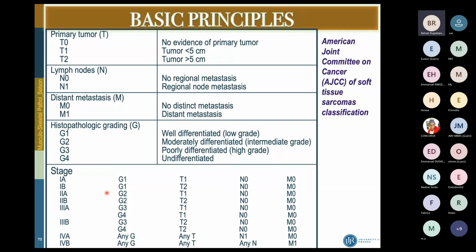So it will be stage 1A if it is grade 1, T1, no lymph node metastasis and no distant metastasis. It will be stage 1B if the tumor is more than 5 centimeters, as you can see.